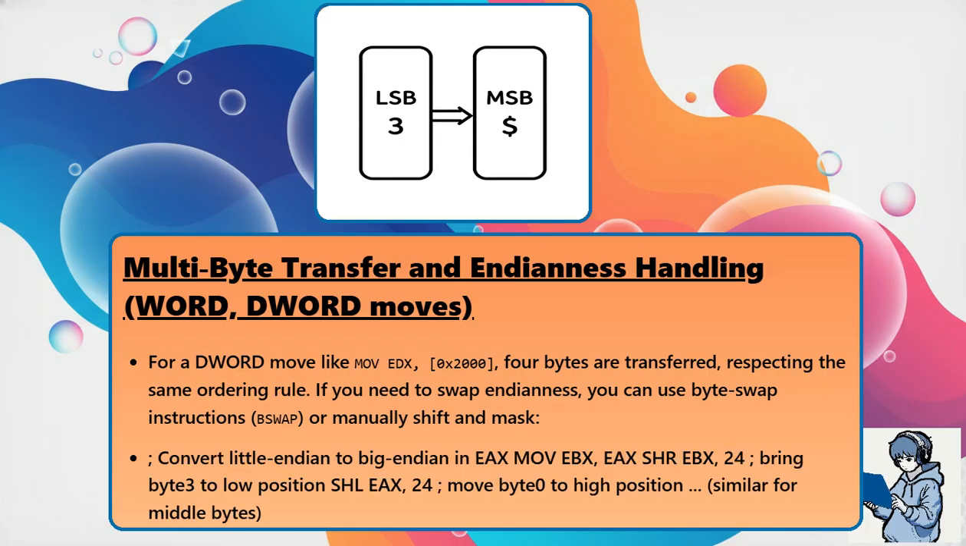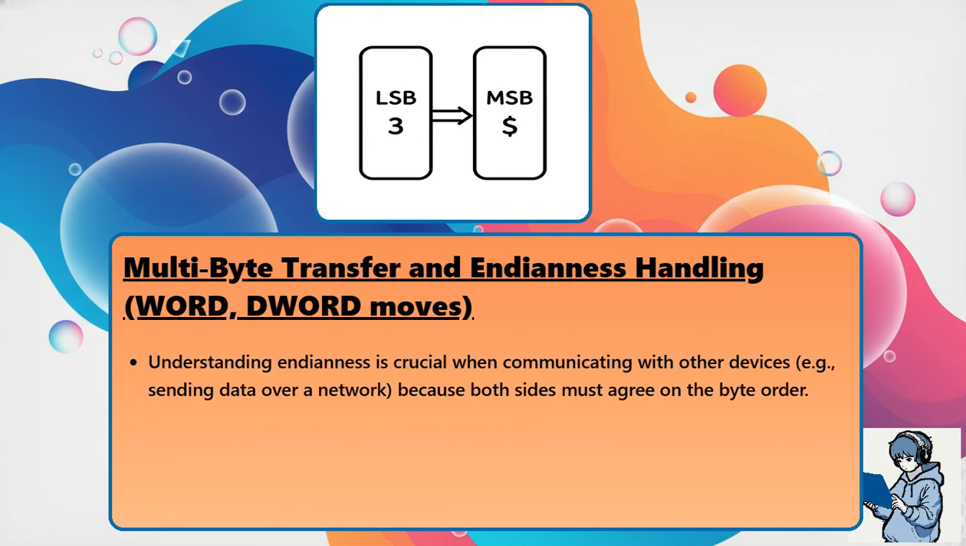Convert little endian to big endian in EAX: MOV EBX from EAX, shift right EBX by 24 bits to bring byte 3 to low position. Shift left EAX by 24 bits to move byte 0 to high position, and similarly handle the middle bytes. Understanding endianness is crucial when communicating with other devices, for example sending data over a network, because both sides must agree on the byte order.